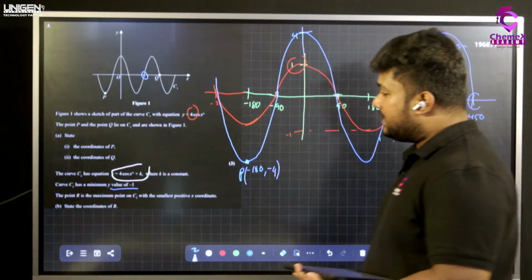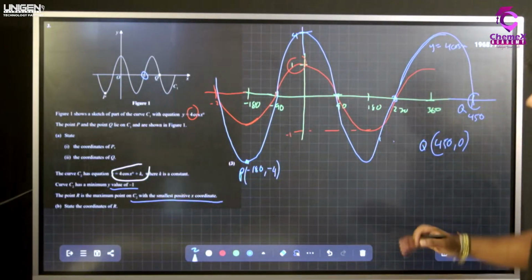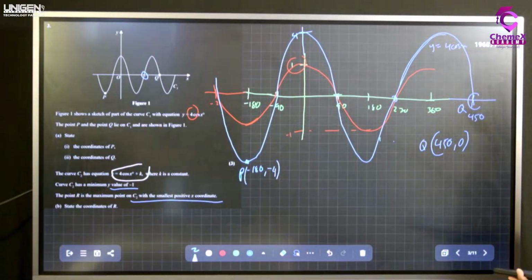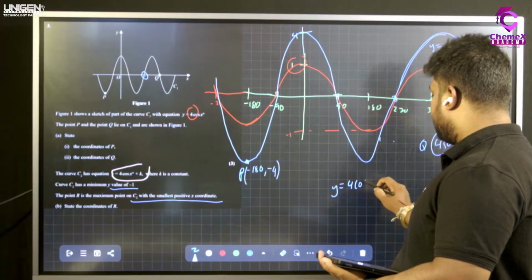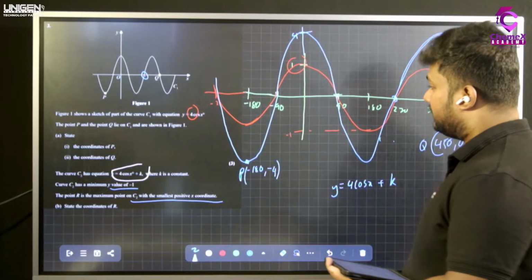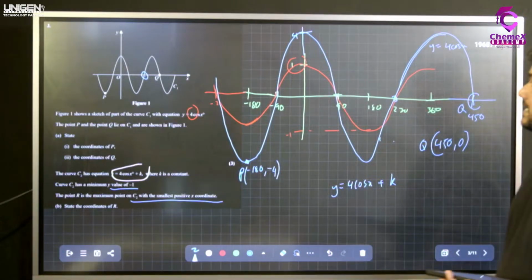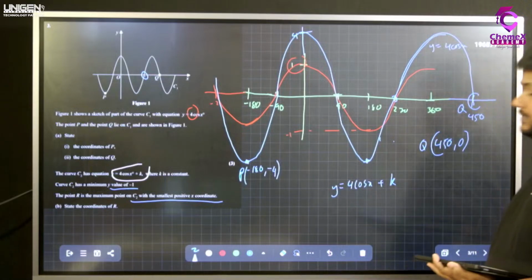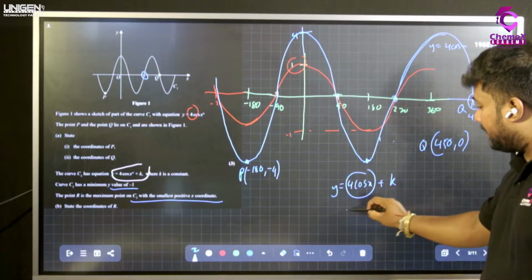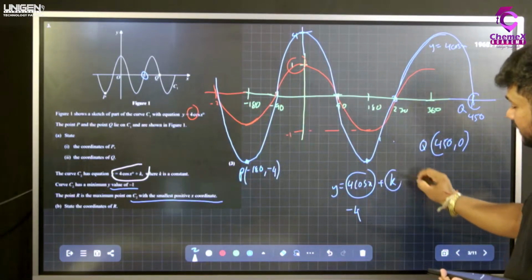Find R, the maximum point of C2, and the smallest possible value of x. So y equals 4 cos x plus k, where k is a constant. C2 has a minimum value of -1, so this minimum is actually -1. Usually this has a minimum of -4, but this time it's -1. So that means k should be what?